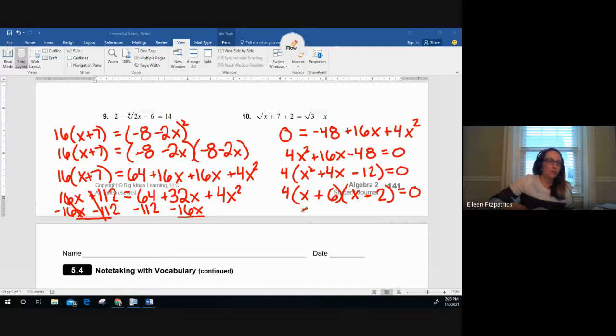Set each factor equal to 0. X plus 6 equals 0. X minus 2 equals 0. All right, and then solve for x. So I have x equals negative 6. X equals positive 2. All right, those are the correct answers.